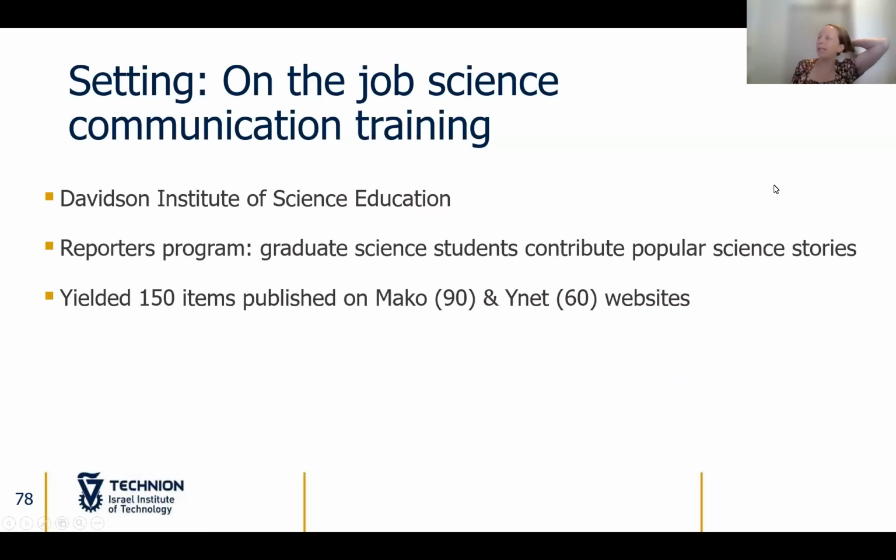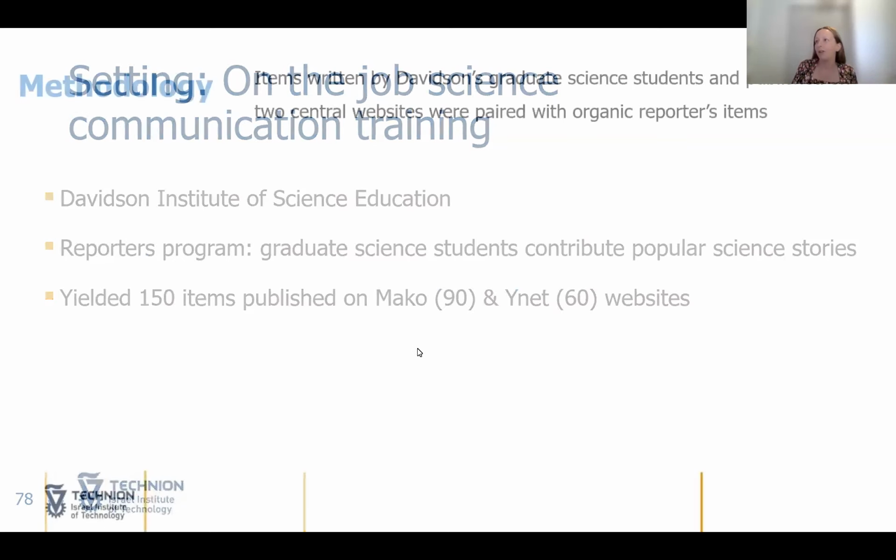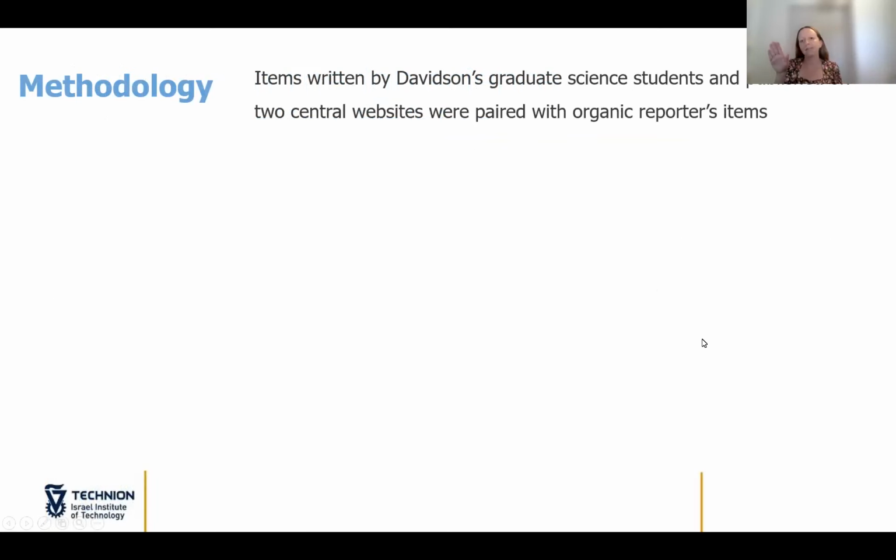So what we did, we looked at the on-the-job science communication training of the Davidson Institute of Science Education. They had a reporters program of graduate science students who contributed popular science stories that were edited by journalistic staff. So what we did, we took items that were written by these science students, who are all graduate science students, and we paired them with another item that was published in the same channel, on the same website, on the same date.